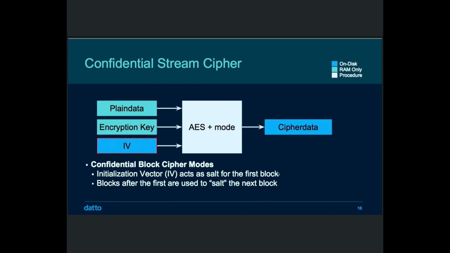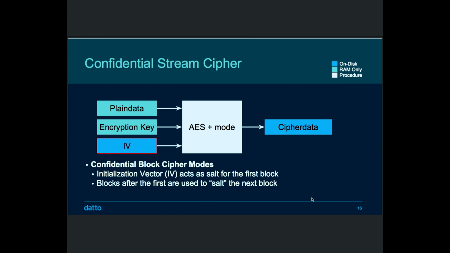So in order to combat this, we're going to make this a confidential stream cipher. What that means is that we're going to add in this thing called an IV. The IV acts as a salt for the AES algorithm. So the first block is going to be encrypted, salted with this IV. And then every block after that is going to take the result of the last block and use that for the next block. This way, we can't detect any patterns because every block is dependent on the block before it.